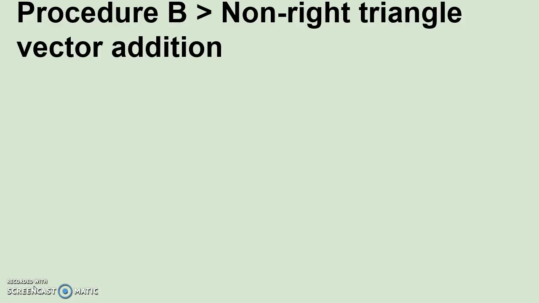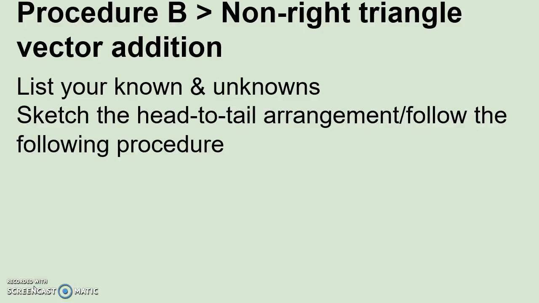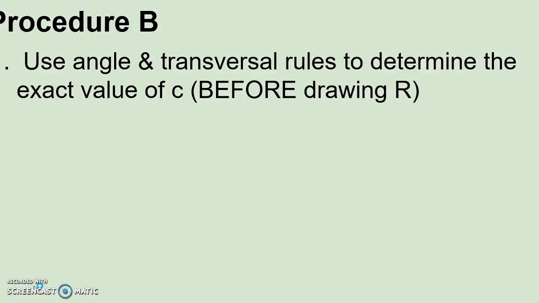Procedure B is for non-right triangle vector addition. As always, we want to stick with our plan to list our knowns and unknowns, sketch the head-to-tail arrangement, and follow the procedure as stated ahead. Procedure B. Use angle and transversal rules to determine the exact value of C, the interior angle, before drawing the resultant.